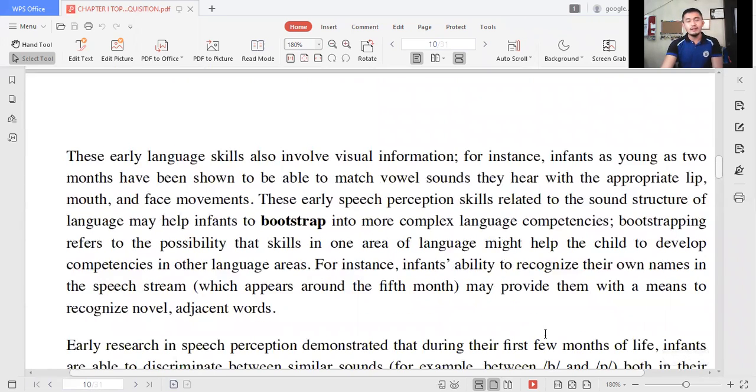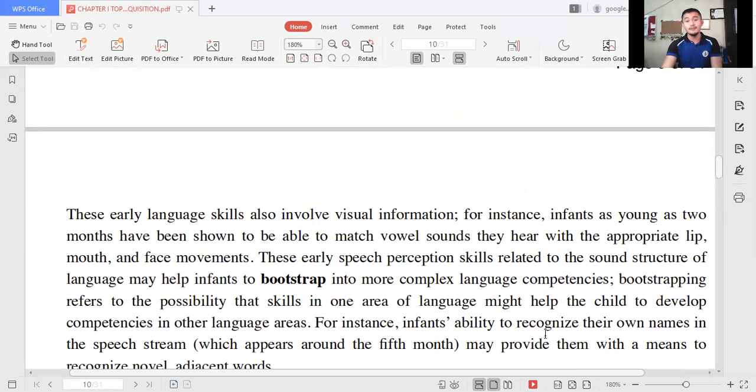These early language skills involve visual information. For instance, infants as young as 2 months have been shown to be able to match vowel sounds they hear with the appropriate lip movements, mouth, and face movements. Again, it is very crucial that during the milestones of first language acquisition, there is the involvement of visual information.